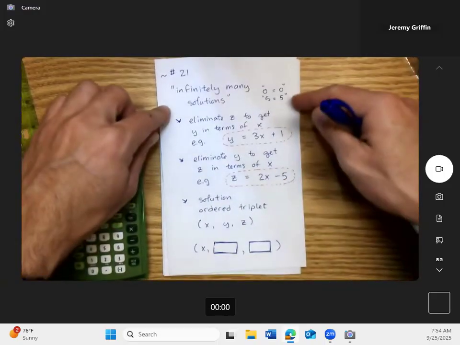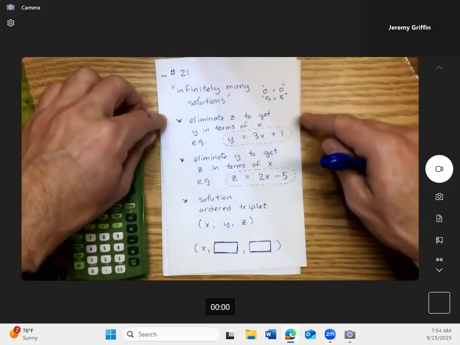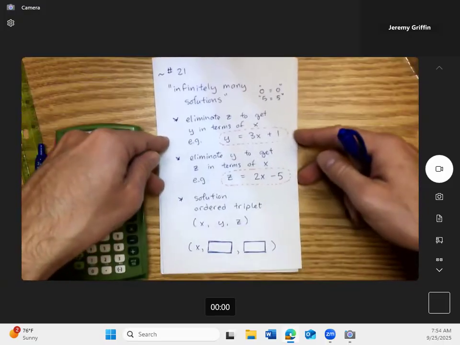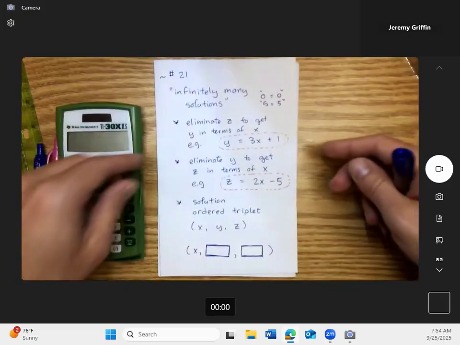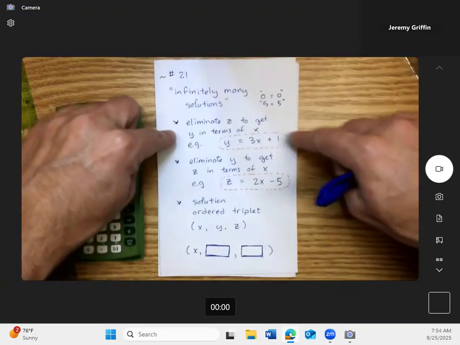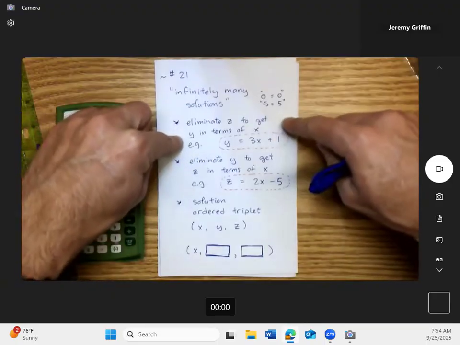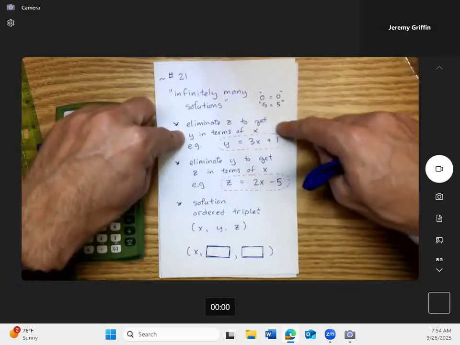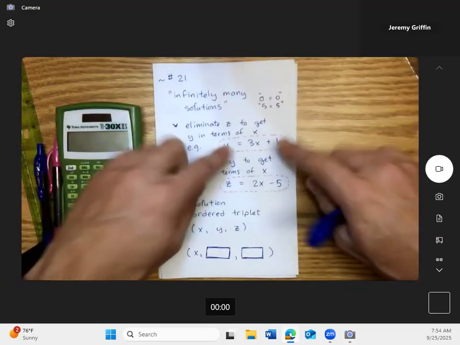Right. But let's say you get something like that. What you would do, how you're supposed to solve this to get the point in Alex, is first eliminate one of your variables to get a relationship between the other two. For example, you can eliminate z to get y in terms of x. You might come up with an expression that looks like that. Hold on to that. Right.